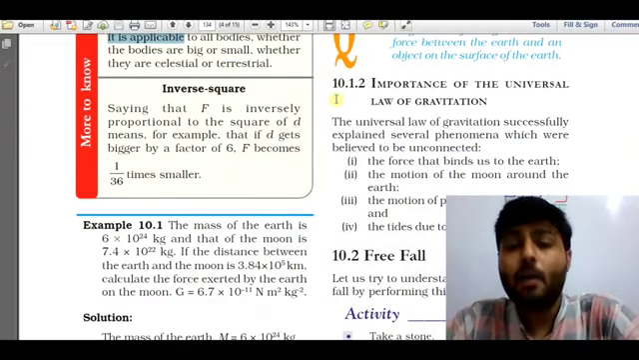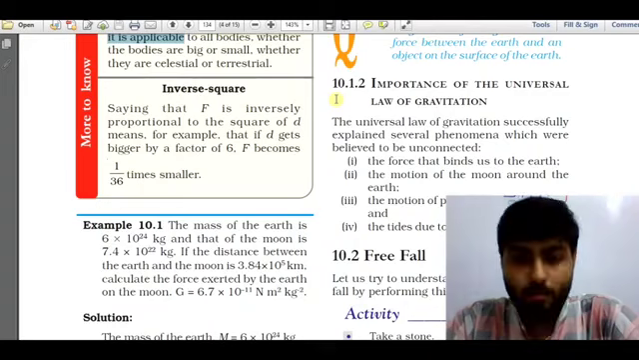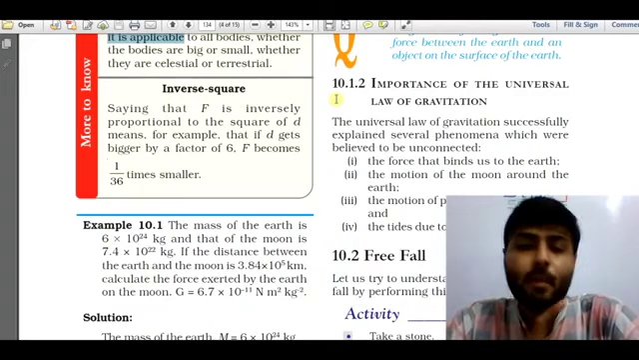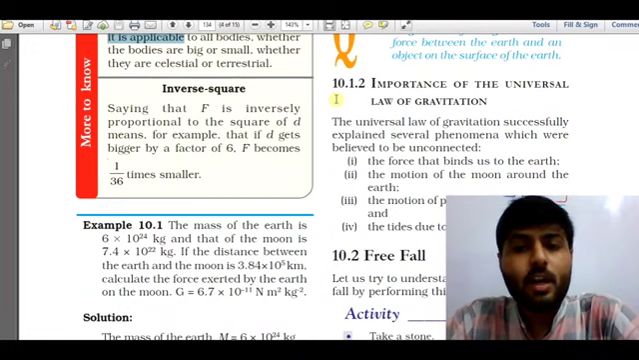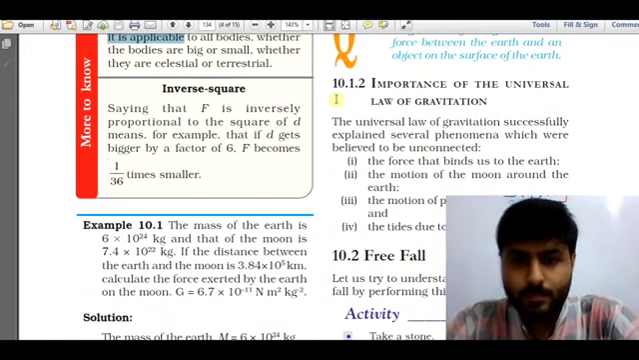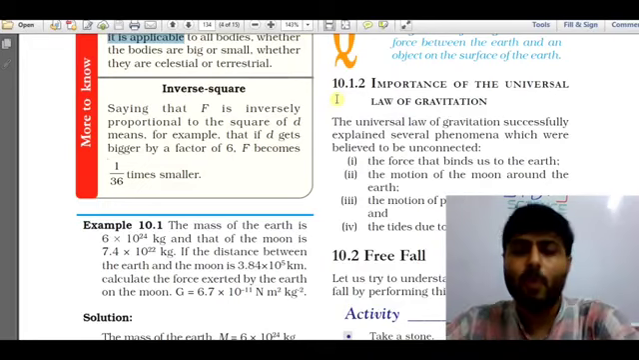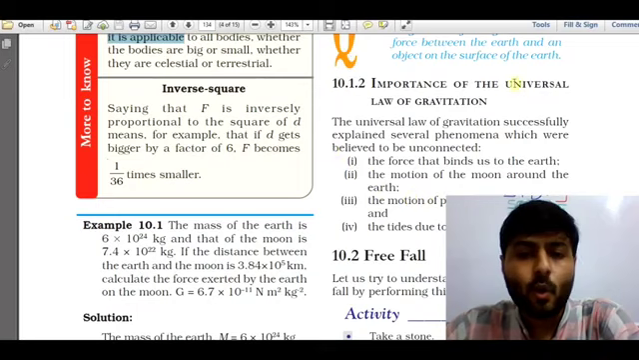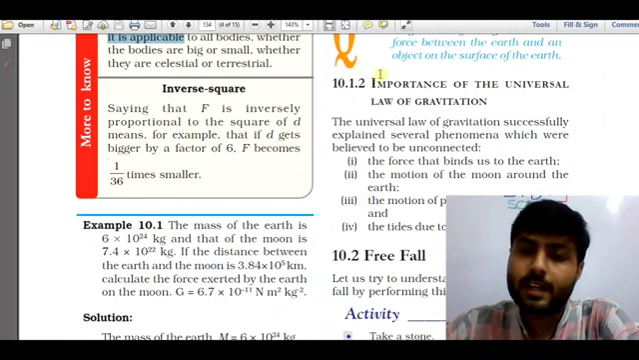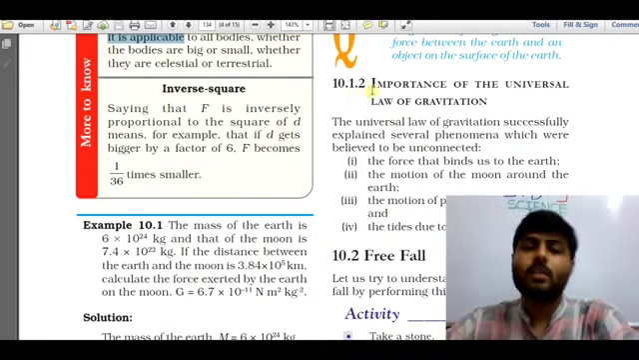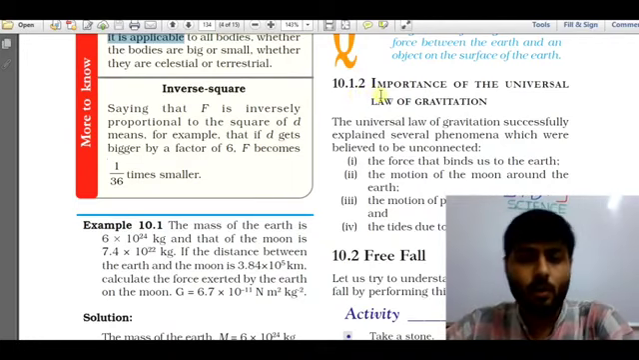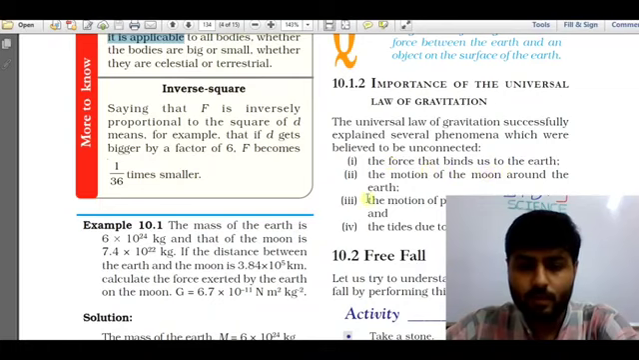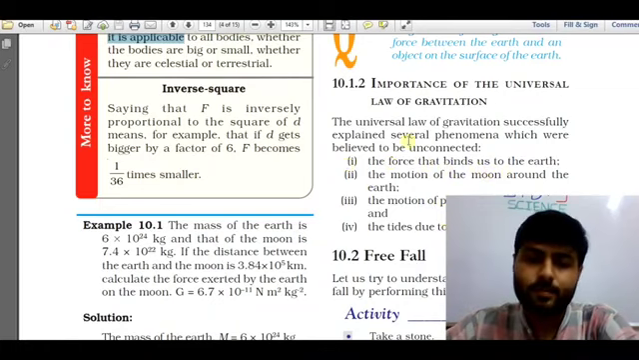So we now have our topic 10.1.2, that is importance of universal law of gravitation. Let's see what is the importance of the universal law of gravitation? This is our short answer type question, which can be asked for 2 marks. That is, what is the importance of universal law of gravitation? Then we have to write these 4 points written here.